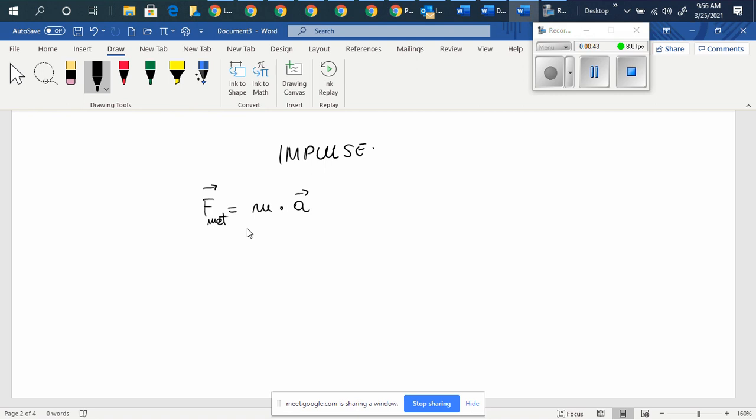Now, from kinematics, we know that acceleration is the change of the velocity over the change of time. If we multiply both sides by delta t, then what we will have is the net force times the change of time is equal to mass times the change of the velocity.